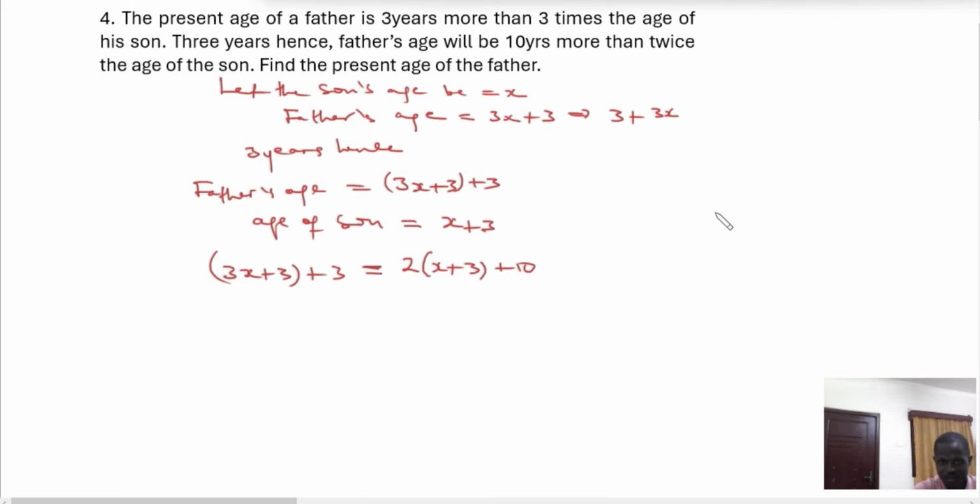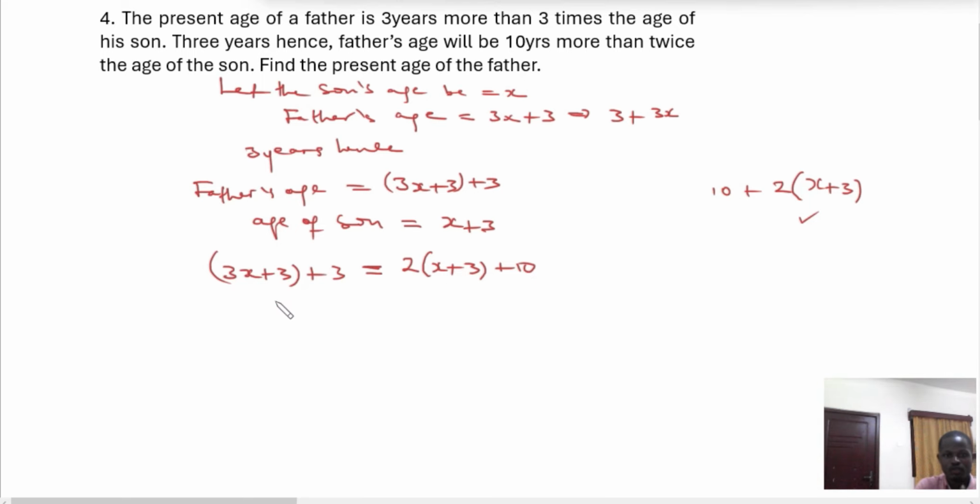You can also write this statement here as 10 plus twice the age of the son in 3 years' time, that is 2 times x plus 3: 10 plus 2 times x plus 3. You can also write it this way if you want to, but I've decided to write it this way. So now we've got an equation.